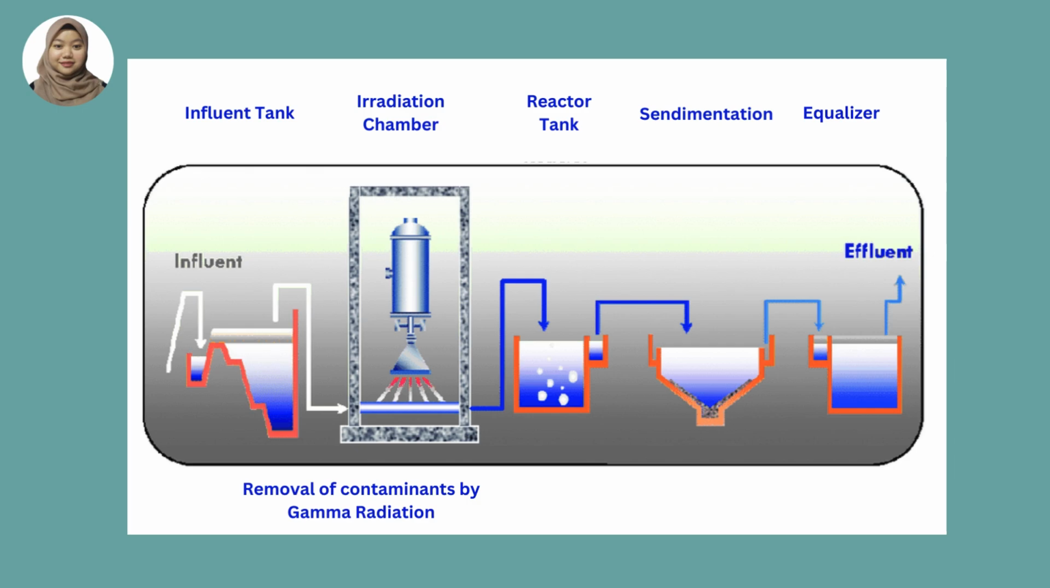The clarified water then enters the equalizer tank. This tank plays a vital role in evening out the variation in the flow rate and composition of the treated water, ensuring a consistent quality of effluent. Finally, the treated and equalized water is ready to be discharged. This water meets environmental standards and can be safely released into the environment or reused, completing the wastewater treatment process.